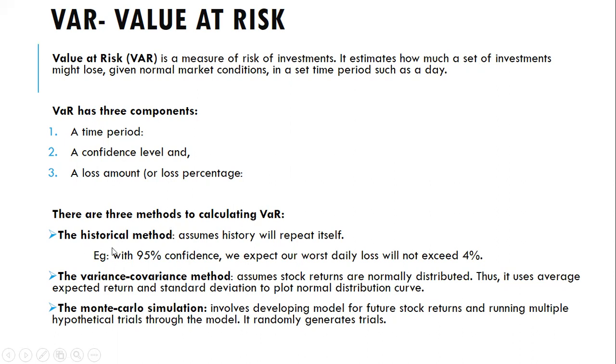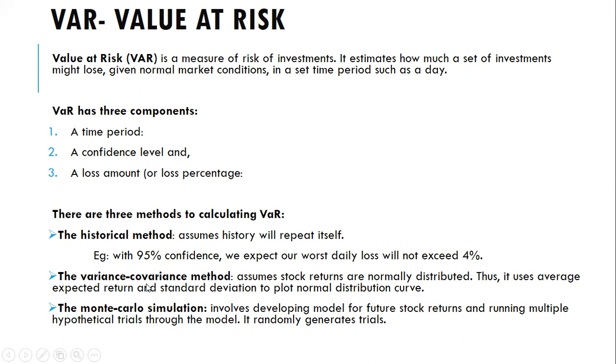These statistical methods we have learned in the first semester itself. In the historical method, it says that history will repeat itself. That means if the losses on the previous days have been 2 rupees, 3 rupees, then based upon the historical data, I will be 95 or 99 percent confident that the daily losses might not exceed a certain amount. This is called the historical method.